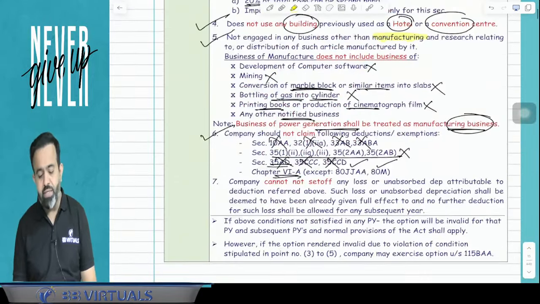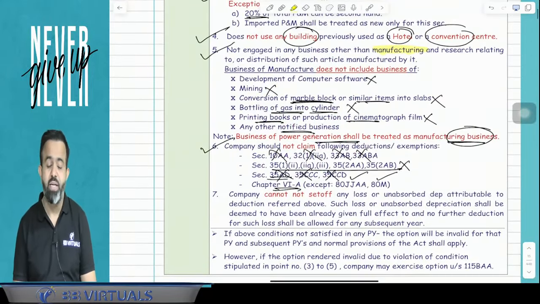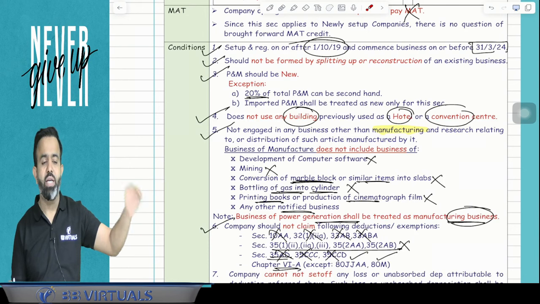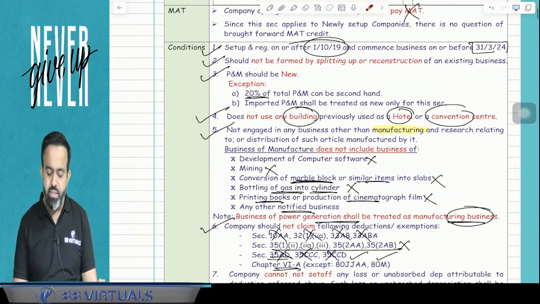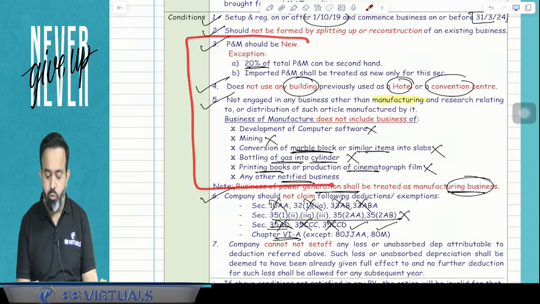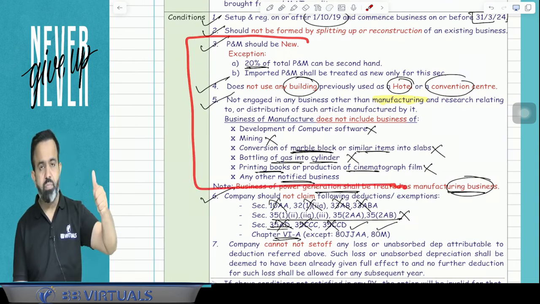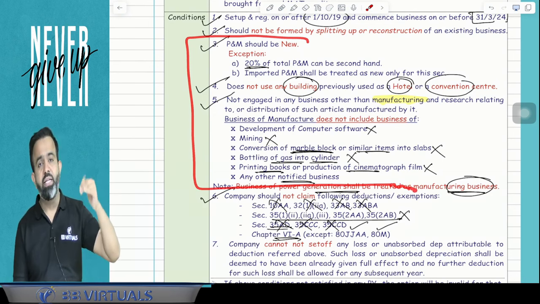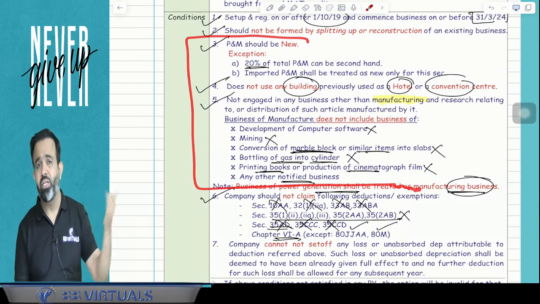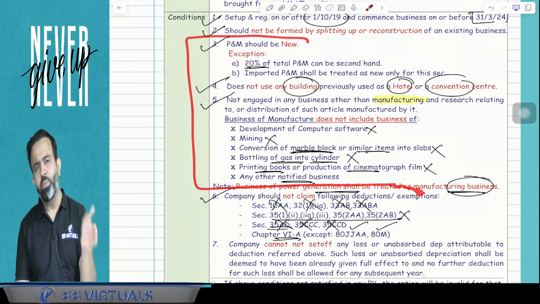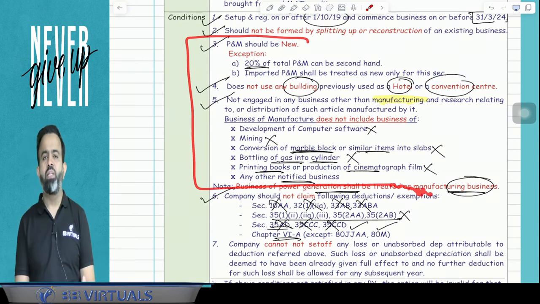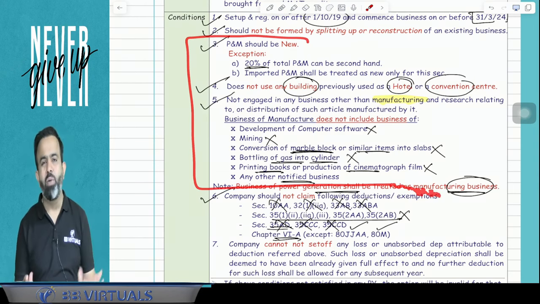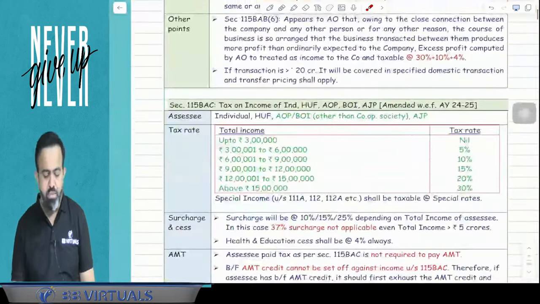Now, one more point, the lawmaker says that if in a subsequent year any condition is not satisfied, then the company will come out of this section and normal provisions will be applicable. But here the lawmaker says that if there is a violation of condition number 3, 4 or 5, meaning second hand plant and machinery, or a building earlier used as a hotel or convention center, or the business is not a manufacturing business, then they can opt out from 115BAB and opt for 115BAA at 22%, meaning they can come out from the 15% and opt for the 22% tax rate. You got my point or not? Yes, this is all about section 115BAB.